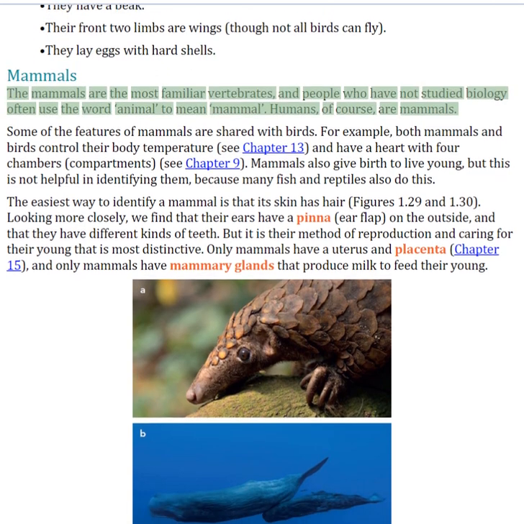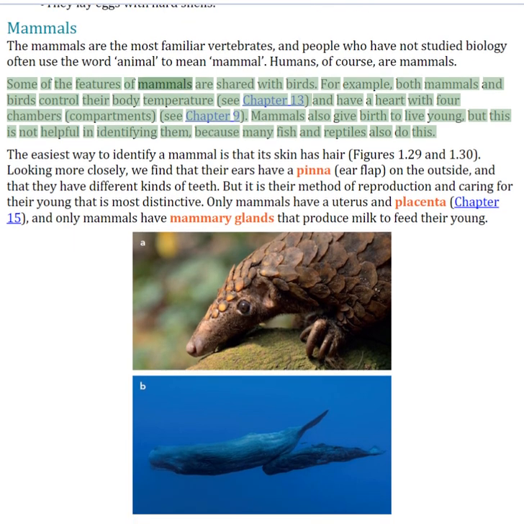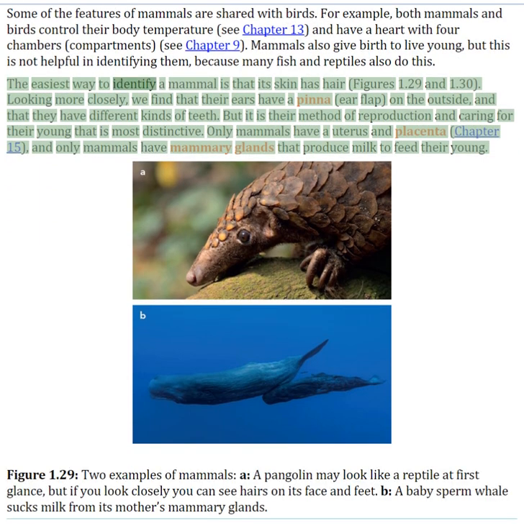Mammals. The mammals are the most familiar vertebrates, and people who have not studied biology often use the word animal to mean mammal. Humans, of course, are mammals. Some of the features of mammals are shared with birds. For example, both mammals and birds control their body temperature and have a heart with 4 chambers. Mammals also give birth to live young, but this is not helpful in identifying them, because many fish and reptiles also do this. The easiest way to identify a mammal is that its skin has hair.